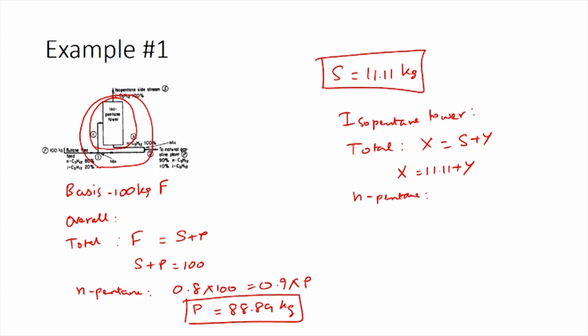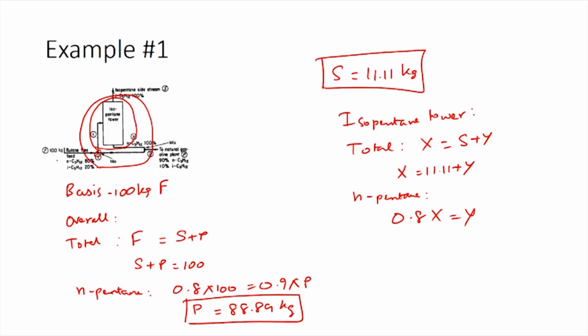The N pentane balance would be 0.8 times x equal to y. So, why did I choose 0.8 times x? What you have here is a splitter, this 0.1 is a splitter. Because you are splitting the stream which is coming in, you will get the same concentration of isopentane and N pentane in both the streams.